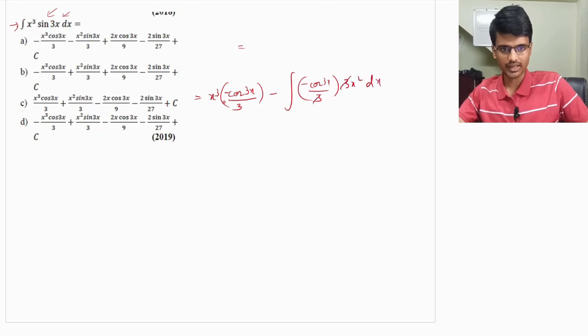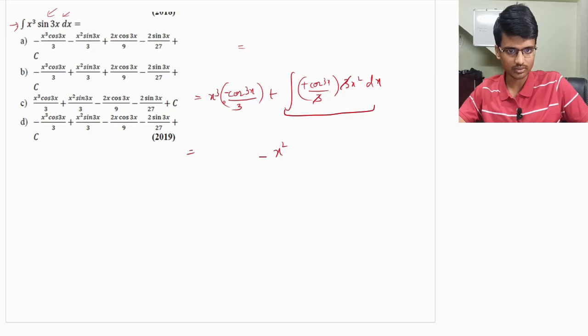So again I have to do the partial integration for this term. Here I'll choose x square as my first term, x square, integration of cos 3x. So minus minus gets cancelled, plus. So x square times the integration of cos 3x, which is nothing but sine 3x by 3, minus sine 3x by 3 times the differentiation of x square, which is 2x dx. Again I have to apply it once here.